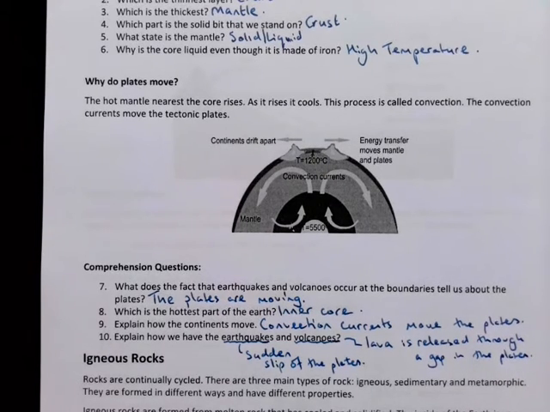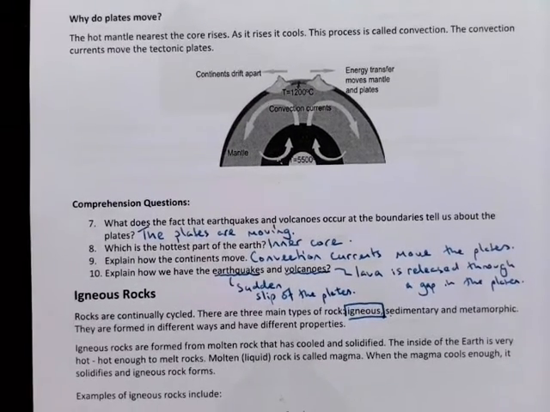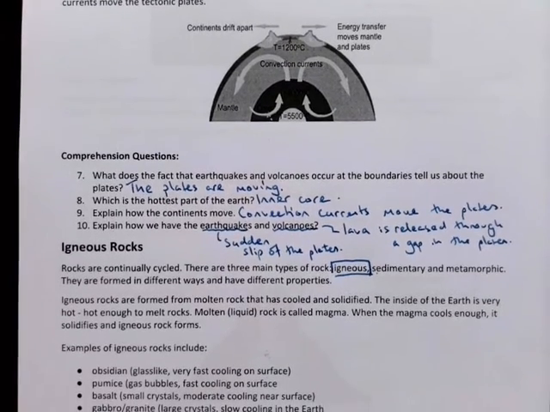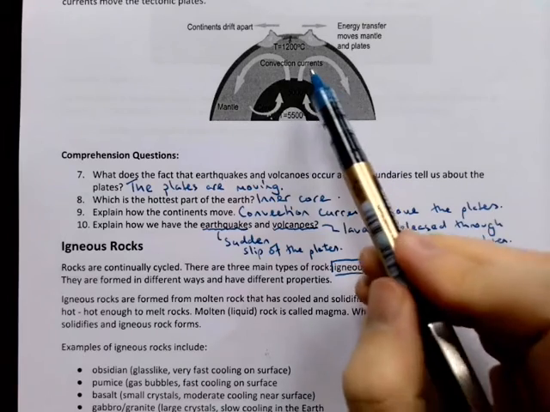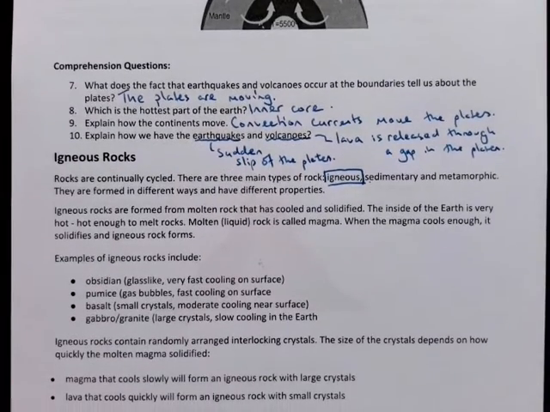Now we have this basic understanding of what the Earth looks like inside, we can move on to thinking about the different types of rock that we have. The first type of rock that we're going to think about is igneous rock. Igneous rocks are formed from molten rock that is cooled and solidified. So it's going to come mainly from rocks from inside the mantle. Now, there are two types of igneous rock.